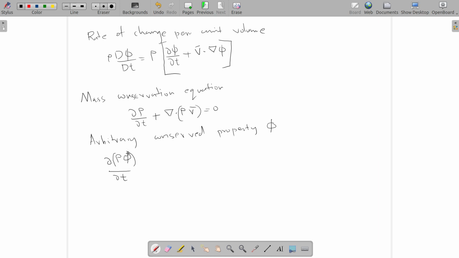So here rho is replaced with rho phi. Del dot, here also rho will be replaced with rho phi. This will not be zero. This is zero because mass cannot be generated. This will be the conservation equation for an arbitrary property. Let's see what it is.